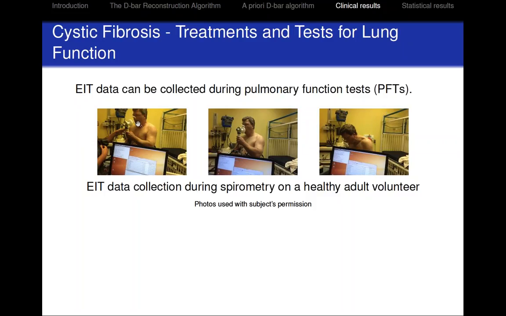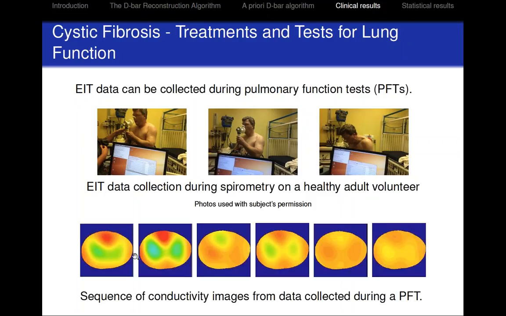What you do is you breathe into this mouthpiece that seals over your lips, and your nose is sealed. You take a big breath in and you exhale as hard as you can, all the air out, as fast as you can and as much as you can. So here's a healthy volunteer at the hospital doing that. And here's a sequence of conductivity images collected during that subject's, that's not a patient, PFT.